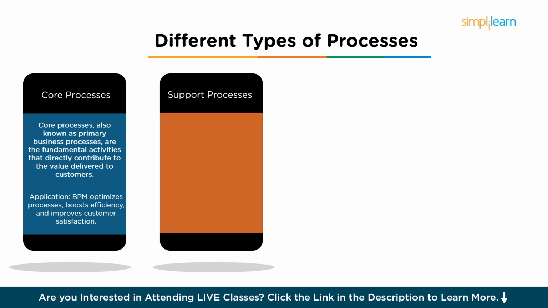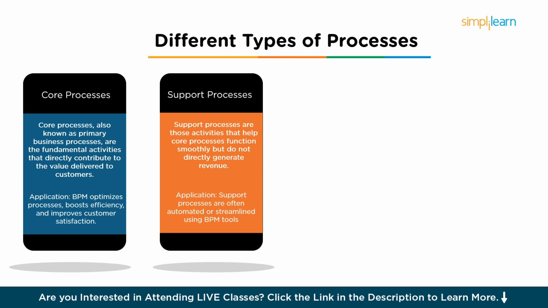2. Support processes. Support processes are those activities that help core processes function smoothly but do not directly generate revenue. These include activities like human resources management, IT support, and accounting. Although support processes may not directly contribute to value creation, they are essential for maintaining an efficient and effective organization.